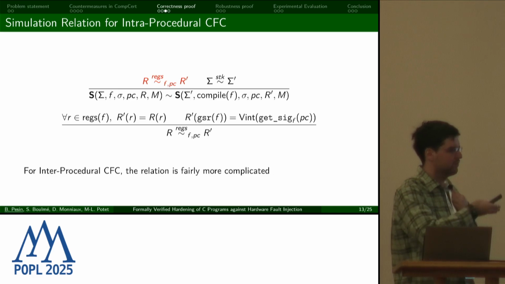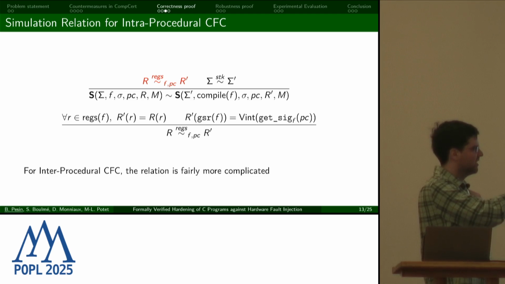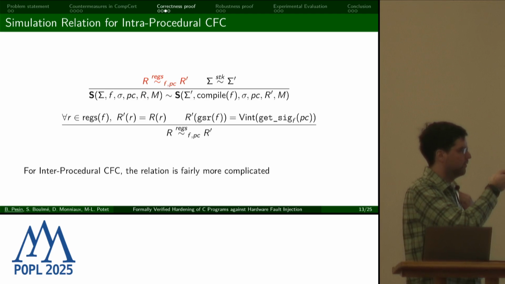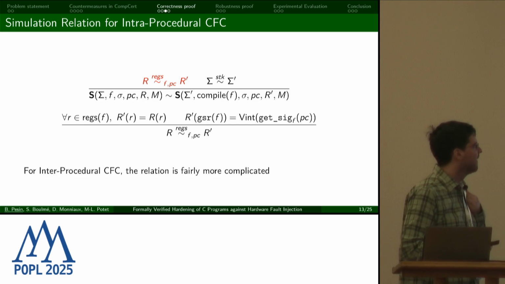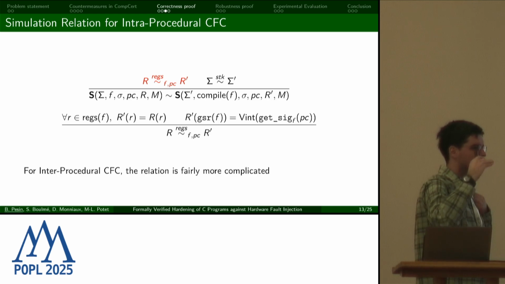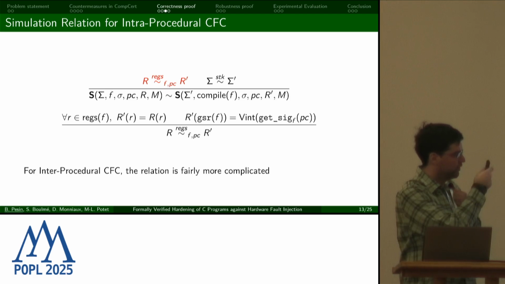We will always have the same values for the source registers. And then we also have a register associated to the GSR, which should always be equal to the value of the signature associated with the PC, with the current program counter. And then the relation between sigma and sigma prime is just propagating this kind of relation up the stack frames. So this one is quite easy.